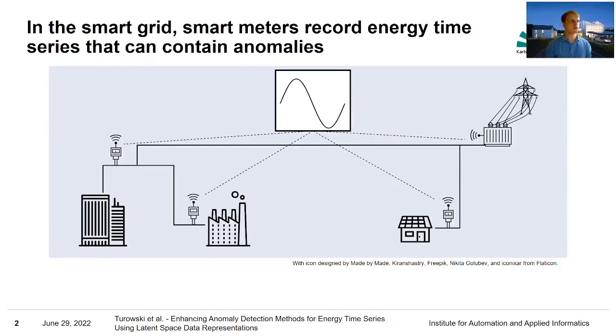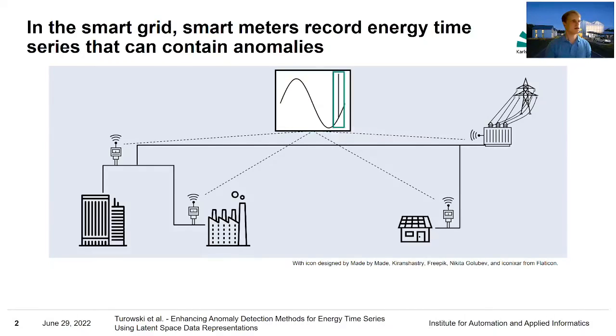In the energy system of the future, there will be an increasing share of renewable energy sources, and along with this change in energy supply, there is ongoing the implementation of the so-called smart grid. One key element of the smart grid are smart meters that record energy time series at various places of the smart grid. These energy time series that are recorded can, however, contain anomalies.